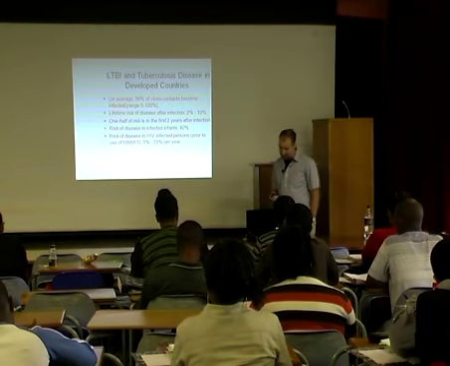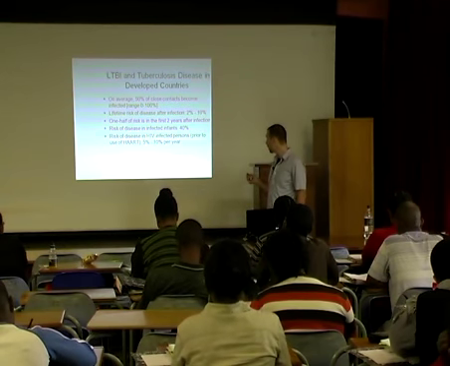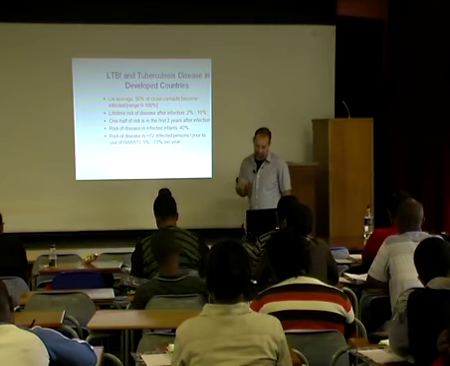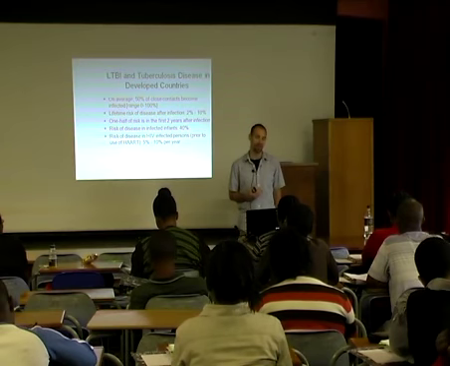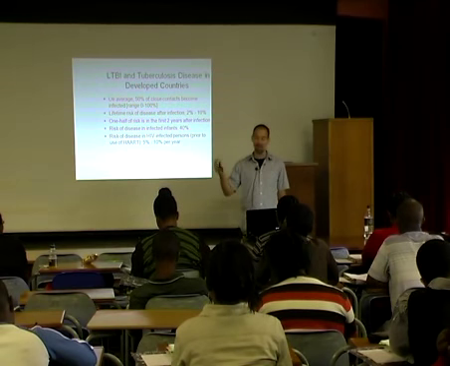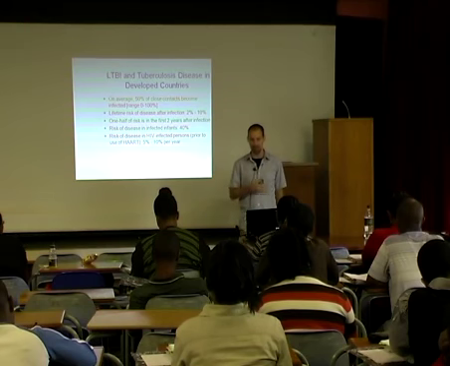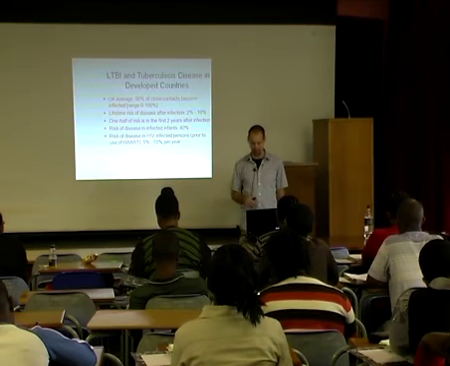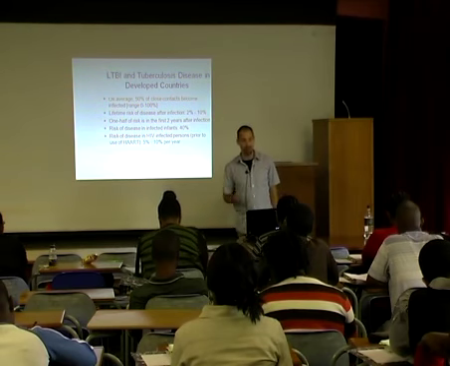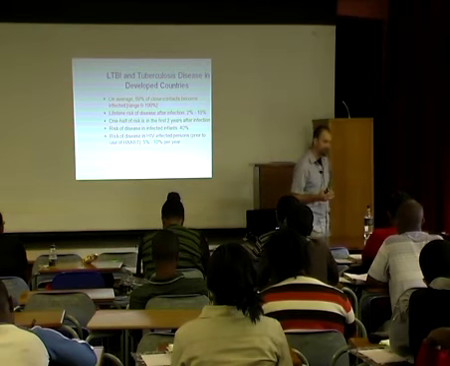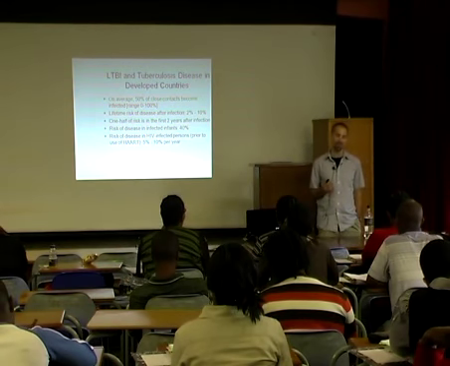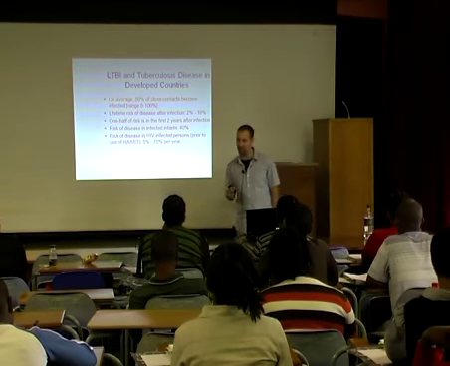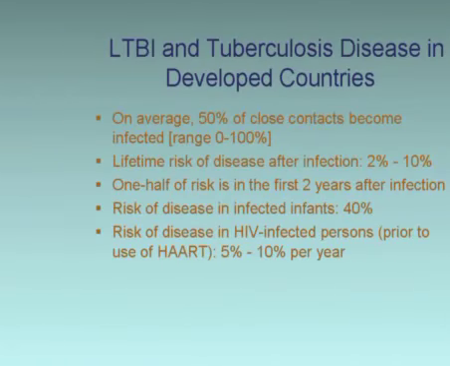The lifetime risk of disease after infection is only 2 to 10%. It's very low. Half of the risk occurs in the first 2 years of infection, as I said. So if you've made it past the first 2 years, being HIV negative and you have TB infection, the lifetime risk then is very, very small. Okay. The same in infected infants is not true, and that's for adults, the 10%. In children, they have a 40% chance of getting symptomatically infected. So it's very, very high.